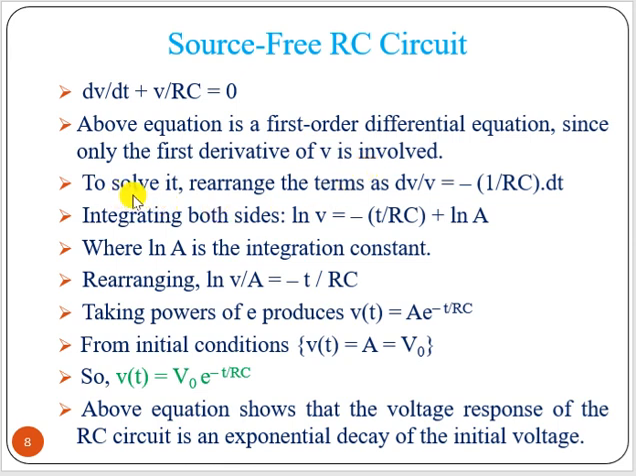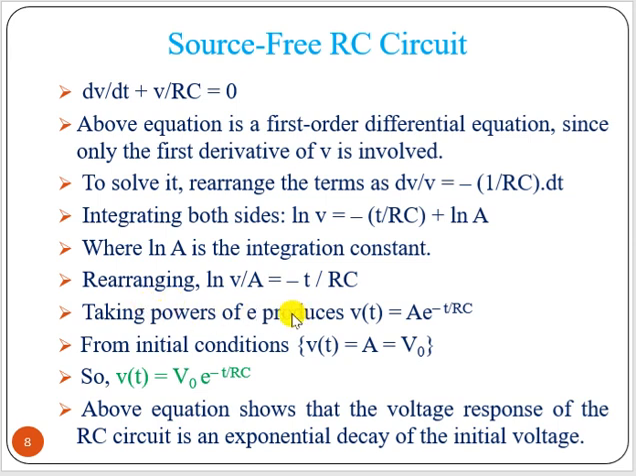Now to solve it, we can rearrange that. Say dV/dt equal to minus V/RC, and we can take V to the left hand side and dt to the right hand side. So we will have dV/V equal to minus 1/RC into dt. Now if we integrate both sides, dV/V is nothing but ln V, where ln means log base e, equal to minus t/RC plus ln A. This is the integration constant. Now we can take ln A to the left hand side, and we will have ln of V/A equal to minus t/RC.